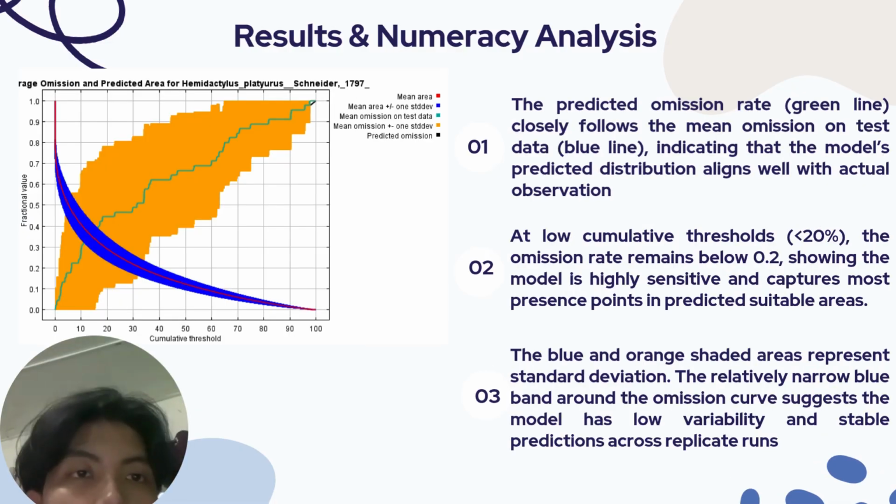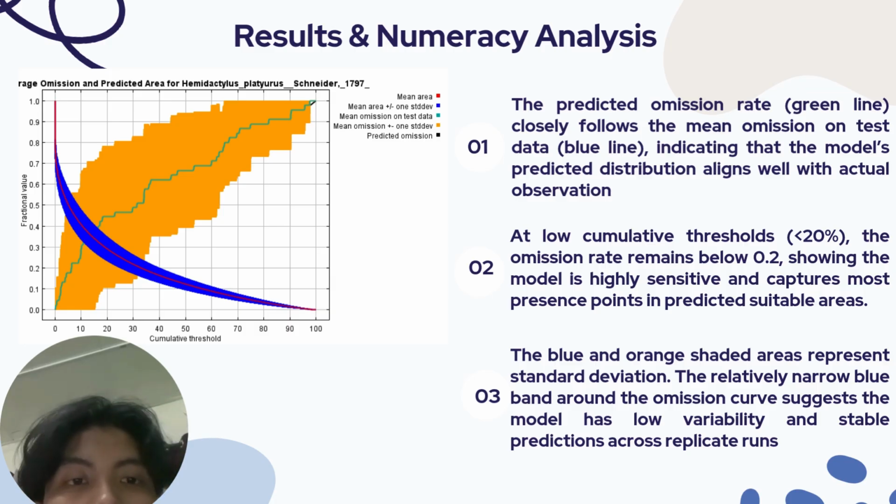The predicted omission rate, there's a green line, closely follows the mean omission on test data. There's a blue line, indicating that the model's predicted distribution aligns well with actual observation. The second one, at low cumulative thresholds, higher than 20%, the omission rate remains below 0.2, showing the model is highly sensitive and captures most present points in predicted suitable areas.